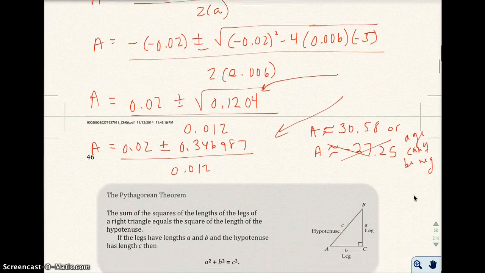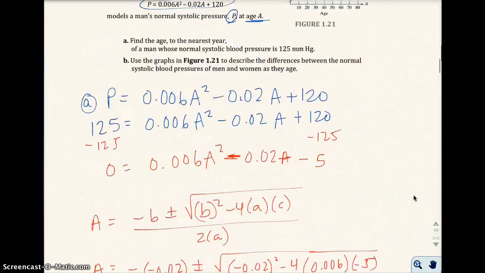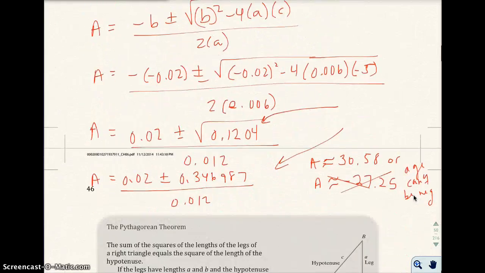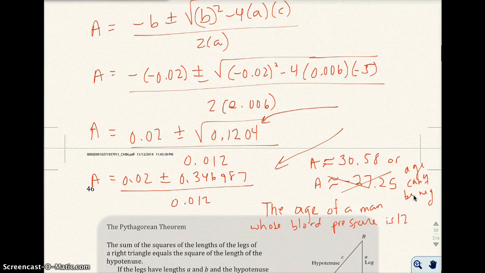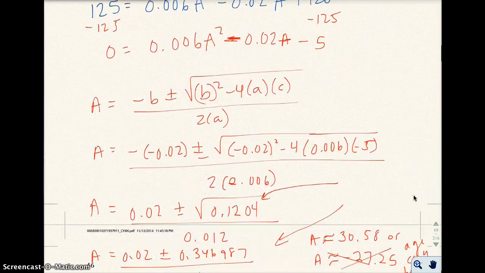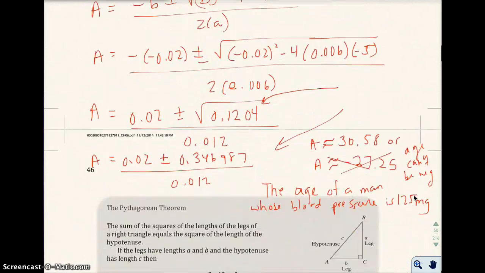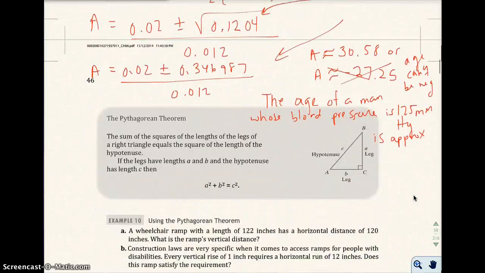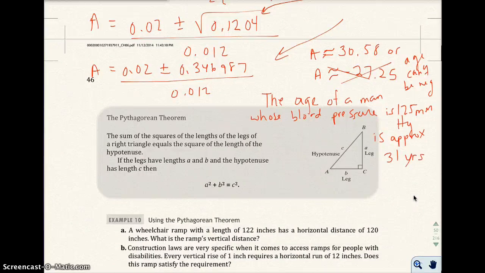Age can't be negative. So, to answer our question in a complete sentence, the age of a man whose blood pressure is 125 millimeters Hg, my mistake, millimeters, to the nearest year is approximately 31 years. Okay.